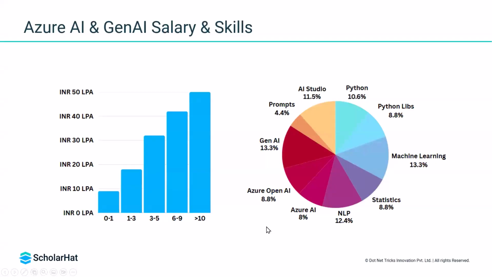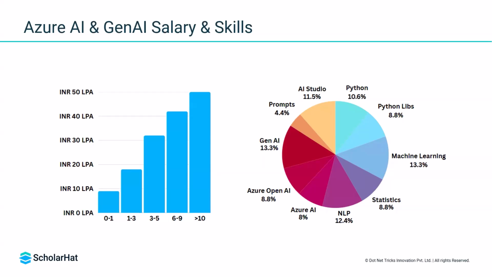So what skill set must you have to become an Azure AI engineer? Python is a skill set everyone must have. You need to know the Python libraries such as pandas and matplotlib. You need to understand machine learning, statistics, NLP, Azure AI services, OpenAI services, GenAI services, prompt engineering, AI Studio, and Azure AI Foundry. These are the things you must have.